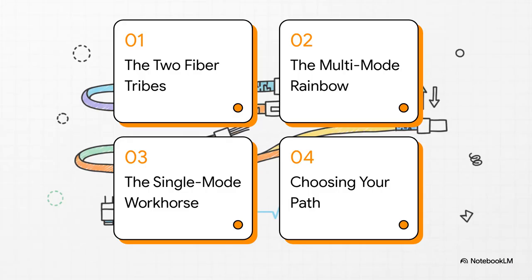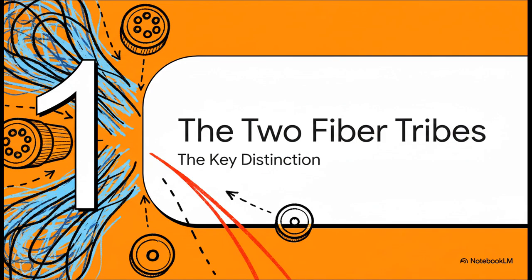Okay, here's our roadmap. First up, we're going to split the fiber world into its two main tribes. Then we'll dive into the multi-mode rainbow, and after that, the single-mode workhorse. And finally, we'll bring it all together so you know exactly how to choose the right path for any project. Everything, and I mean everything, in fiber optics starts right here with this one fundamental split in the fiber world: multi-mode versus single-mode. You get this down, and you've unlocked the key to everything else.